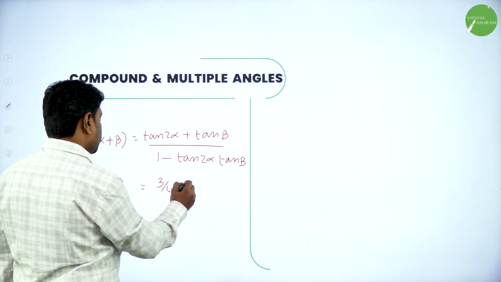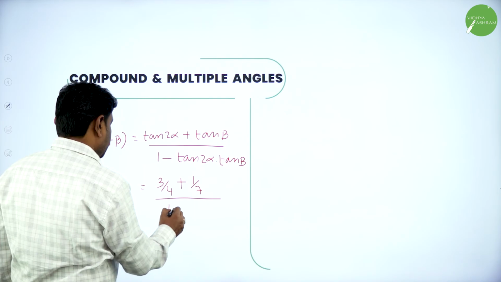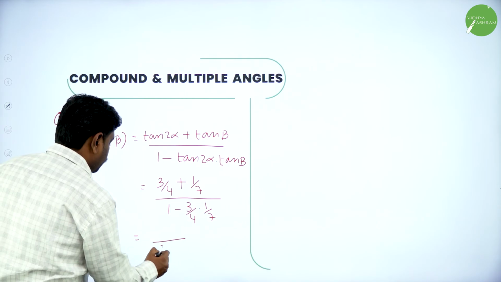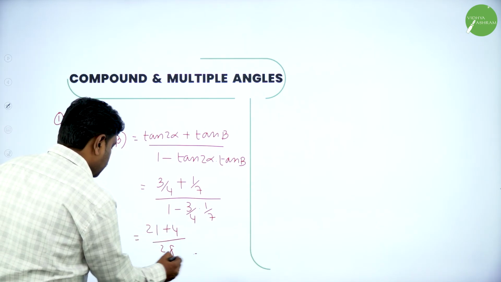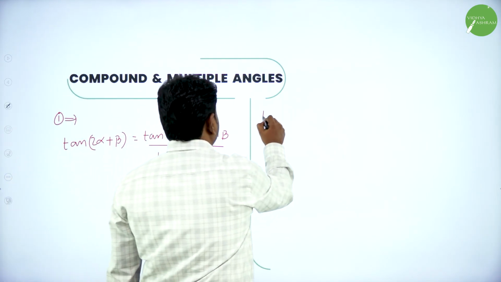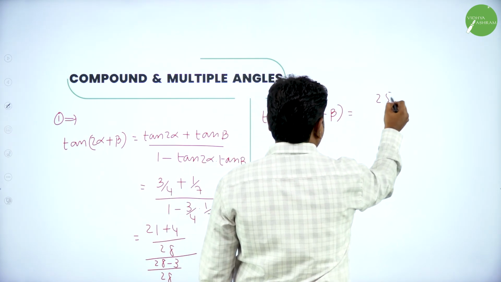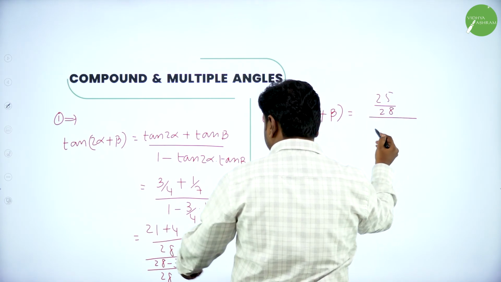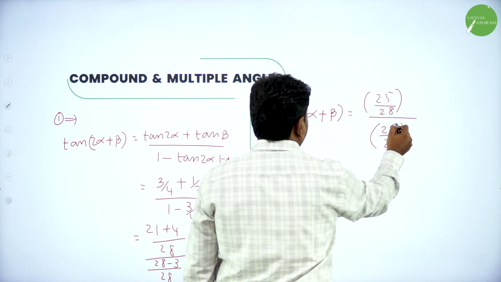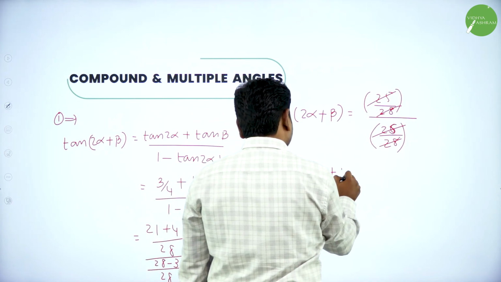So numerator is 3 by 4 plus tan beta. Tan beta they gave, what is tan beta? 1 by 7. So plus 1 by 7 divided by 1 minus 3 by 4 into 1 by 7. Simplify this. If you take LCM for the numerator, 7 4s are 28, 7 3s are 21 plus 4. In the denominator again 28 is LCM, 28 minus 3. That is, tan of 2 alpha plus beta is equal to, in RHS, 21 plus 4 is 25 divided by 28. Denominator also 28 minus 3 is 25 divided by 28. So numerator and denominator both are the same, 25 by 28. So 25, 25, 28, 28 cancel. You will get tan of 2 alpha plus beta is equal to 1.